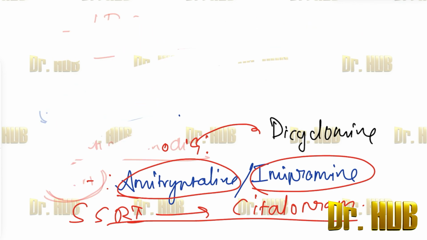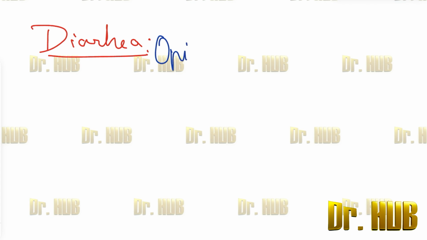Next, this was in case of abdominal pain in irritable bowel syndrome. Next, suppose the patients have diarrhea. Here there can be administration of opiates such as loperamide.